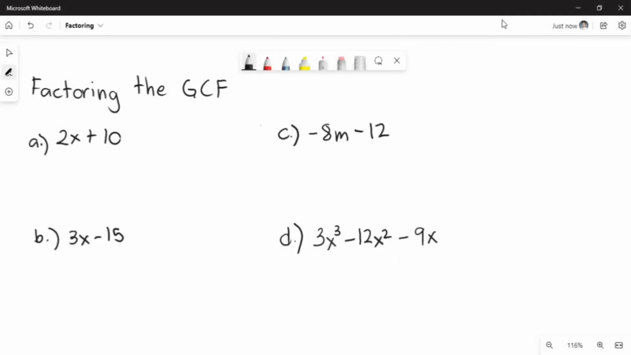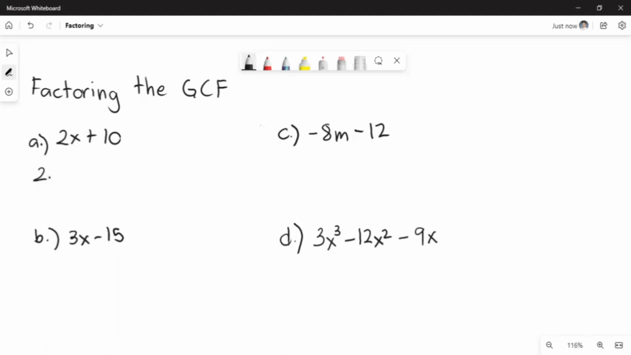Okay, so let's start at factoring the greatest common factor. Let's have, for example, letter A, 2x plus 10. Now, 2x plus 10 are both divisible by 1, but they are also both divisible by 2. Therefore, the greatest common factor of 2x plus 10 is 2.